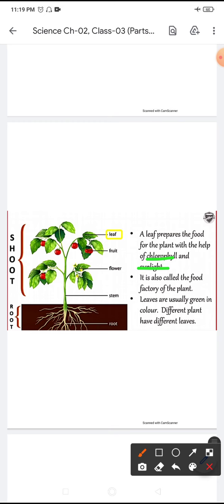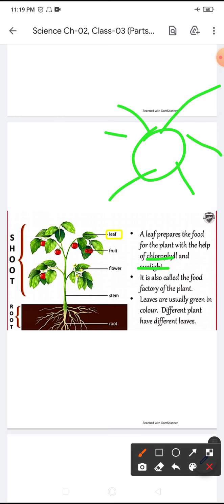Photosynthesis can happen only in the presence of sunlight, not in the moonlight, not at night. Okay, it is also called the food factory of the plant because the green pigments are present in the leaf.